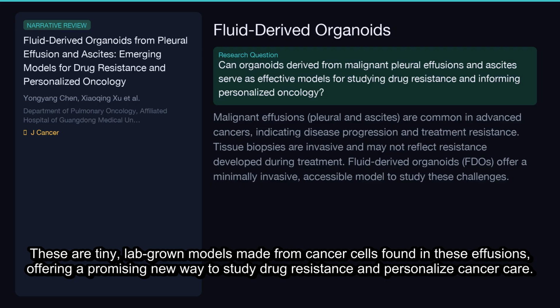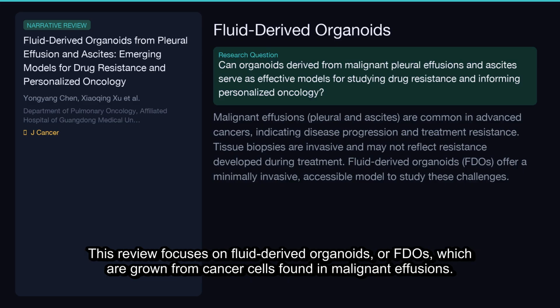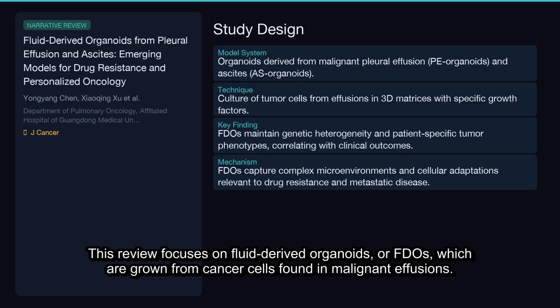These are tiny, lab-grown models made from cancer cells found in these effusions, offering a promising new way to study drug resistance and personalize cancer care. This review focuses on fluid-derived organoids, or FDOs, which are grown from cancer cells found in malignant effusions.